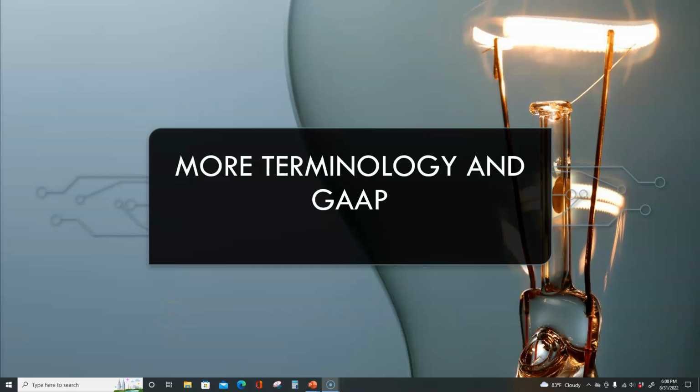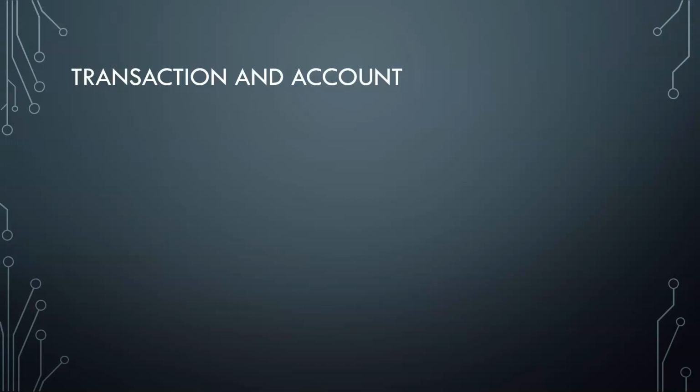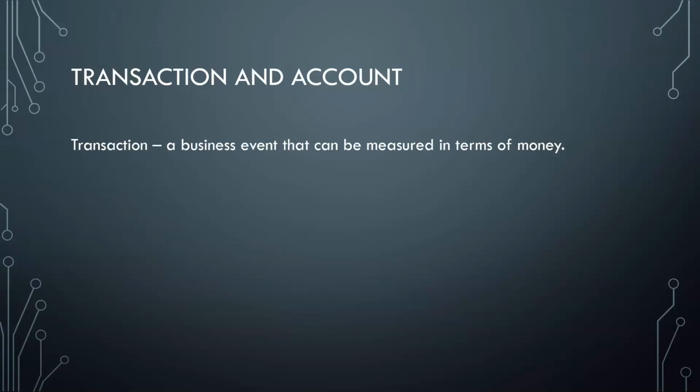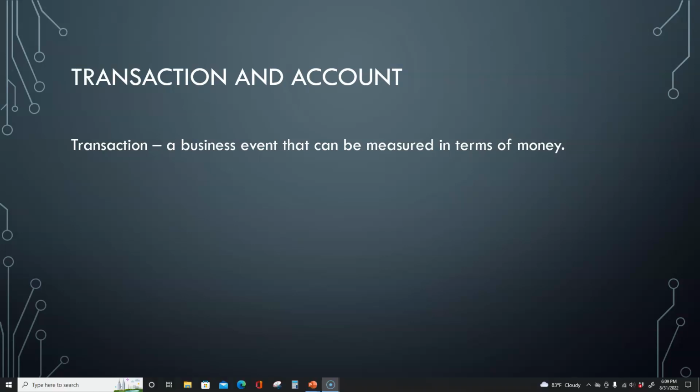In this video, we're going to look at more terminology and GAAP. We're going to first look at a transaction. A transaction is a business event that can be measured in terms of money. So, for example, if a company buys a car for $10,000, that is a transaction for the business. This was a business event, and there's a monetary measurement.